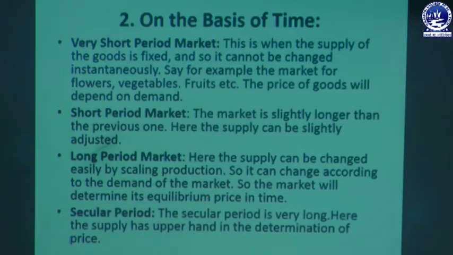Another category of market that we include on the basis of time is the secular period market. The secular period is very long. Here the supply has the upper hand in the determination of the price, and the market has a very long period of time to sustain, say 10 years or more. That is the secular period market.